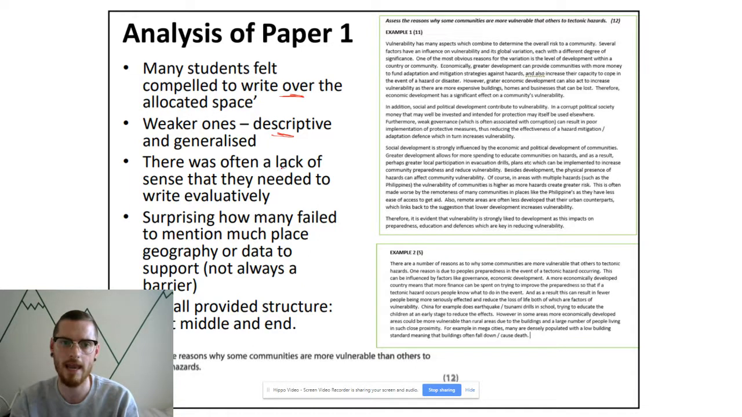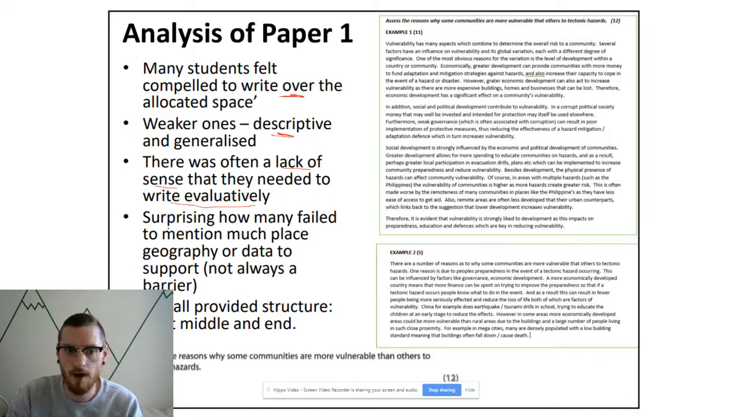There was often a lack of sense that they needed to write evaluatively. What this means is, even though it's the word assess, you're still making judgments. That's what evaluate means, okay? You're making judgments. You're looking at 2 sides of an argument in the evaluate questions. Here, it means you're weighing up your points. You're making judgments.